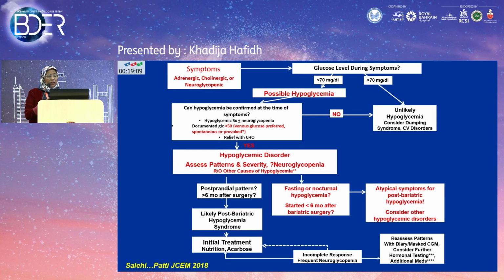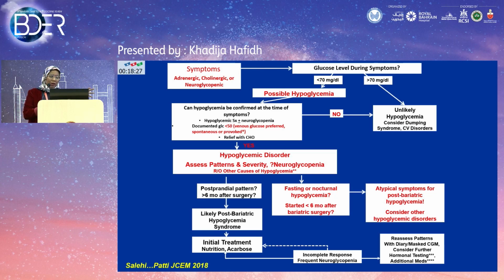So this is a very good algorithm that was put up by the Endocrine Society, and it looks a bit complicated, but I'll walk you through it. So in somebody who presents with adrenergic, cholinergic, or neuroglycopenic symptoms, and the glucose level is less than 70 milligrams per deciliter, that may be, yes, a possible hypoglycemia. You would then confirm that if you've got the test. Is it relieved with carbohydrate? Yes, it is a hypoglycemic. You label that as a hypoglycemic disorder, and then ask the other questions.